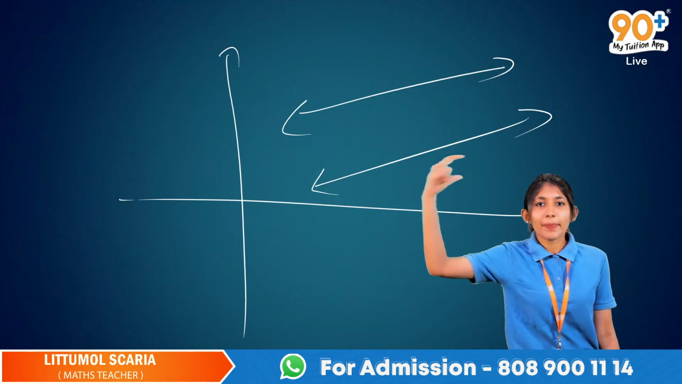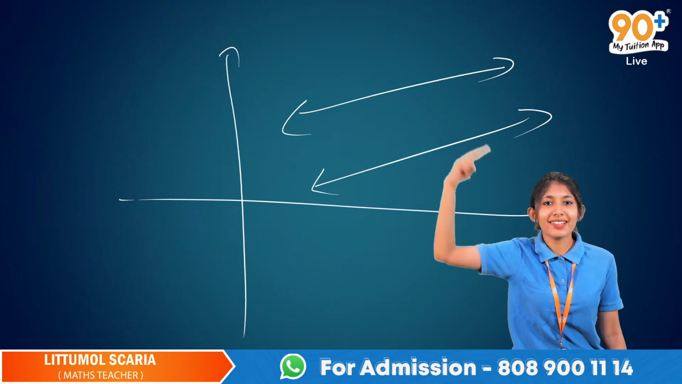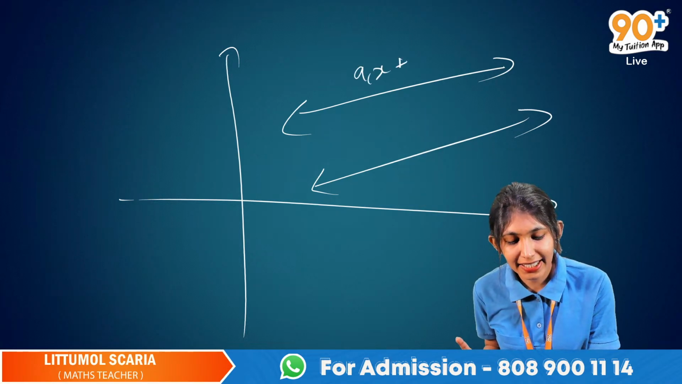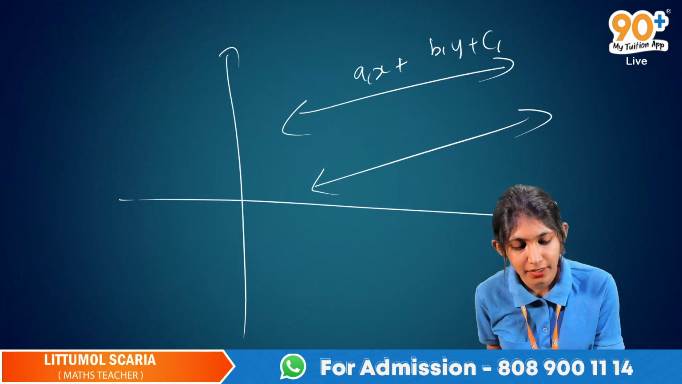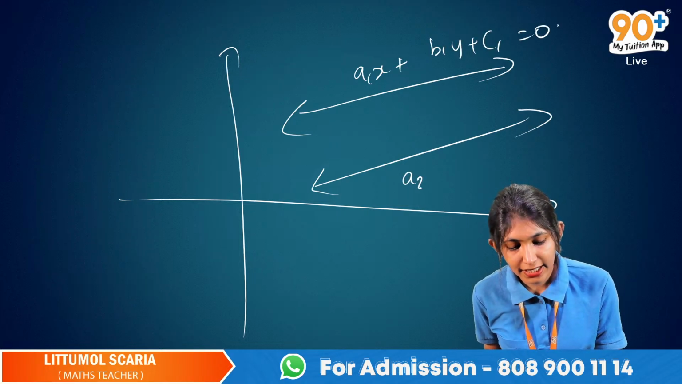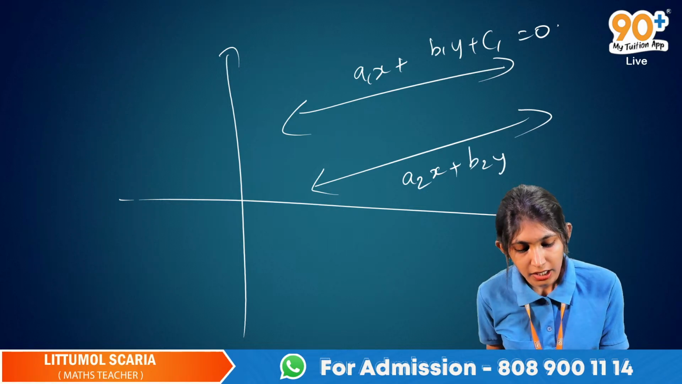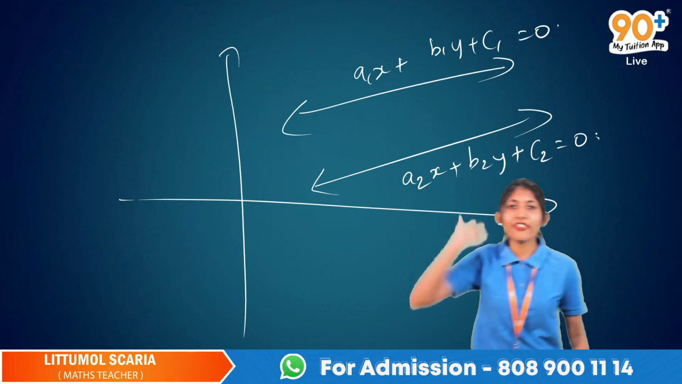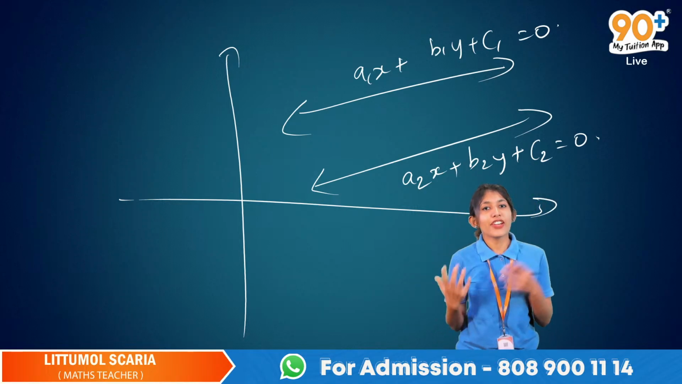Now we have a pair, so there are two graphs. First equation, one graph; second equation, one graph. Now the graphs can be in any form. We drew the graphs. Okay, in what ways can the graphs be drawn?